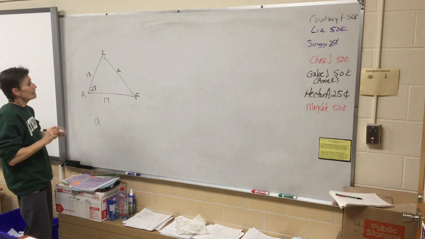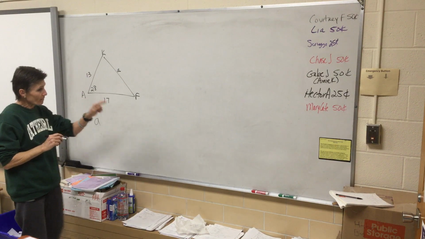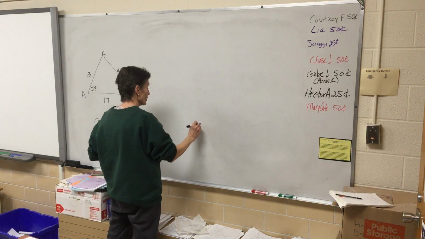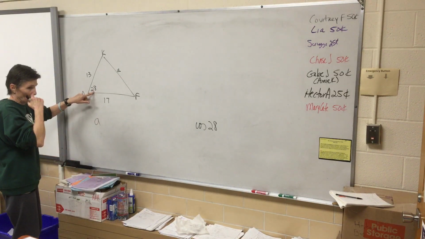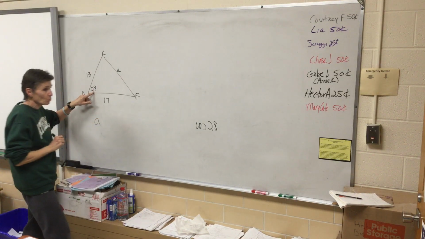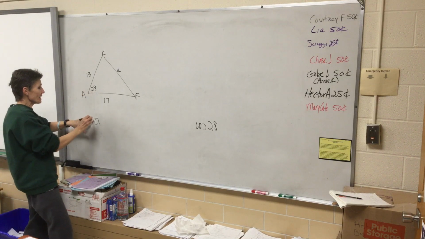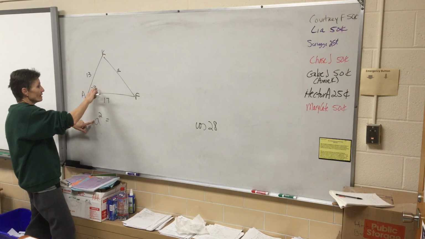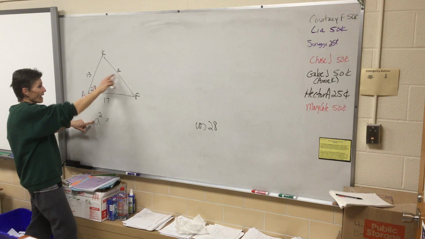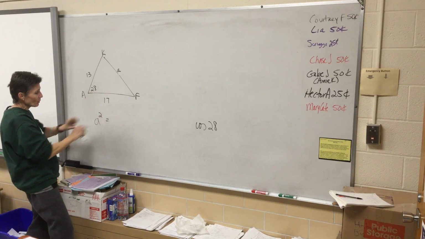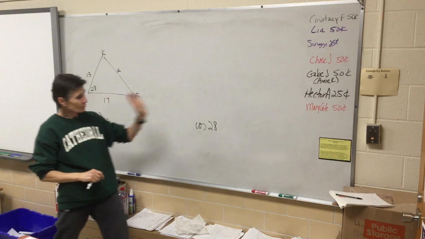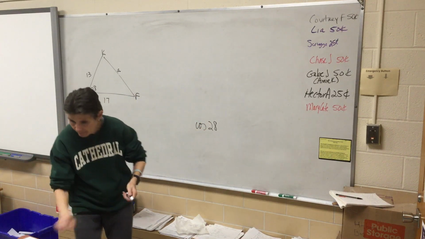Now, when we do the law of cosines, remember on this end out here goes cosine of the angle. So the angle is 28. So that's going to be cosine 28. On this end then is the angle's side, which would be A in this case, squared. So we got A squared on this side, and we have cosine A on that side.